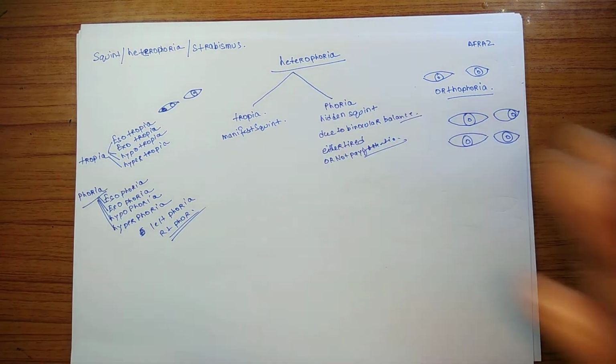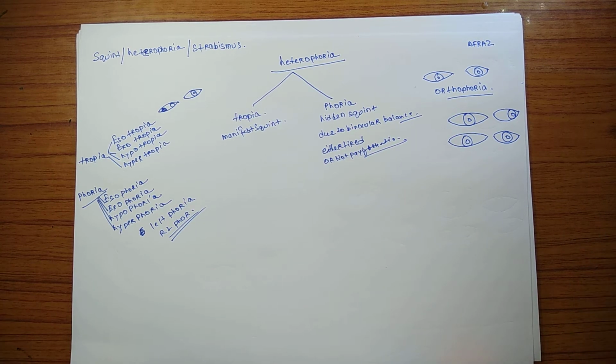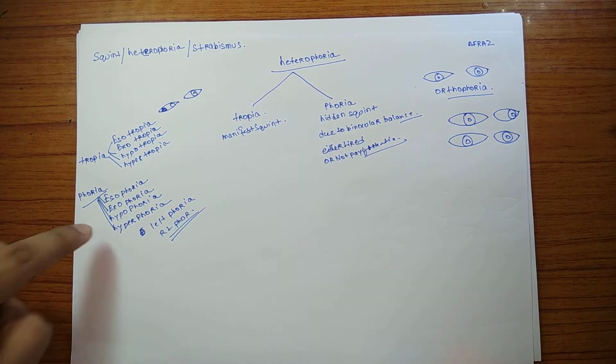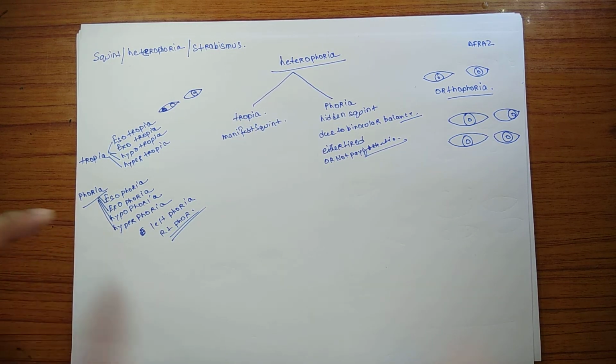We will just say the person is having esophoria, exophoria, hypophoria or hyperphoria, without saying left or right. In tropia we can say left esotropia, right esotropia, left hypertropia, right hypertropia, but in phoria we cannot mention whether it is left or right.